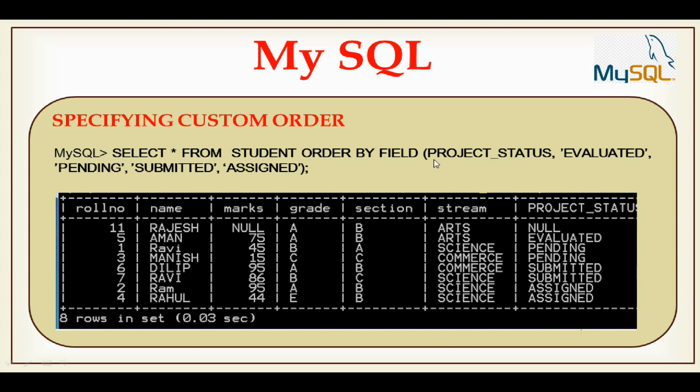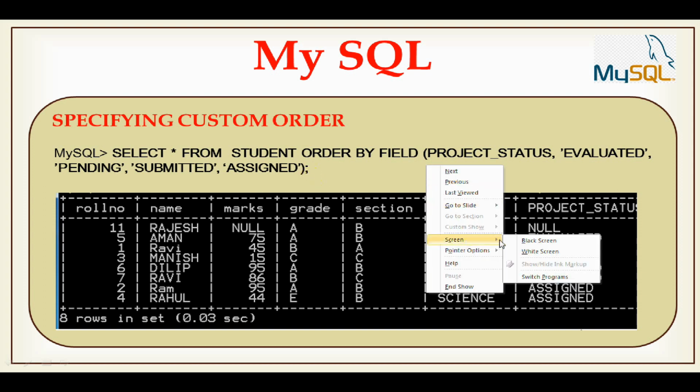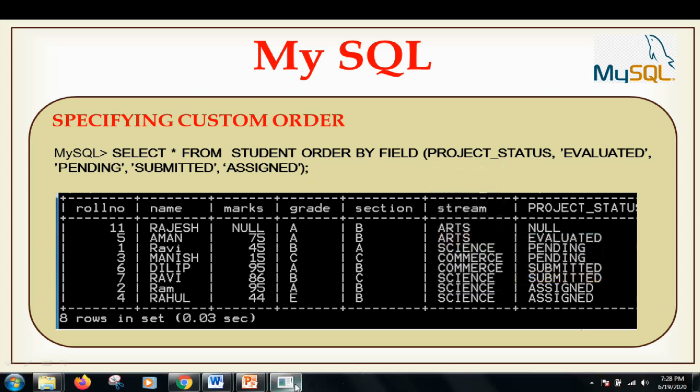See here, the query written is select star from student order by field. I have used the field function. These brackets denote that I am using a function. Now in this I will specify first that field of the table on the basis of which I want to sort, and then in these values I am specifying the values in the order in which I want the sorting. That is, I want first evaluated, then pending, and then submitted, and then assigned. So first you see the evaluated, pending, submitted, and assigned. Null is not considered in this because null is not considered any value by the user, so it will be first coming in the output.